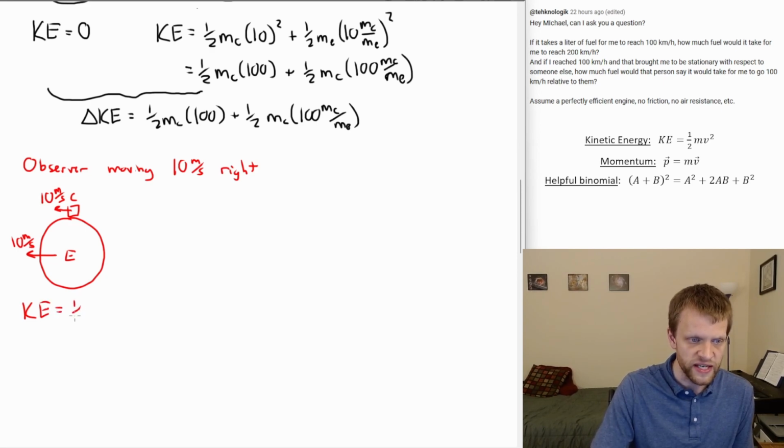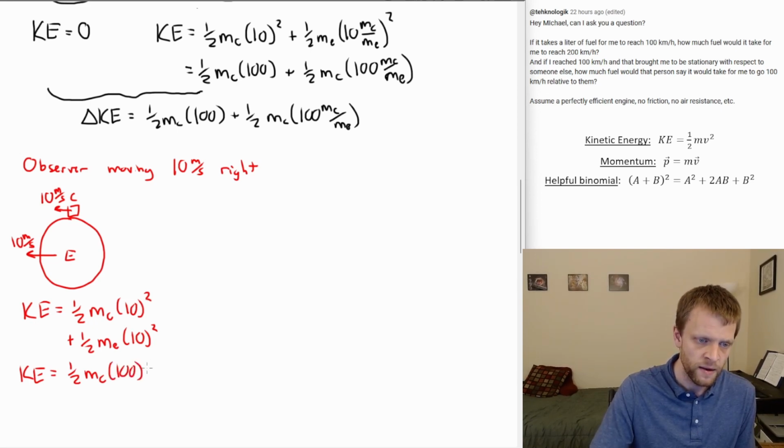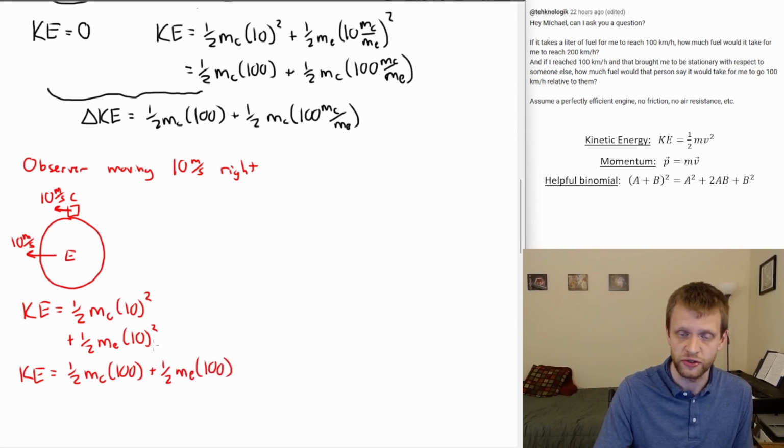Well, we've got the kinetic energy of the car, so 1/2 mass of the car times 10 squared, plus we've got the kinetic energy of the Earth, so 1/2 mass of the Earth times 10 squared. So our total kinetic energy, if we add that up, is going to be 1/2 mass of the car times 10 squared, which is 100, plus 1/2 mass of the Earth, again, times 100, since 10 squared is still going to be 100.